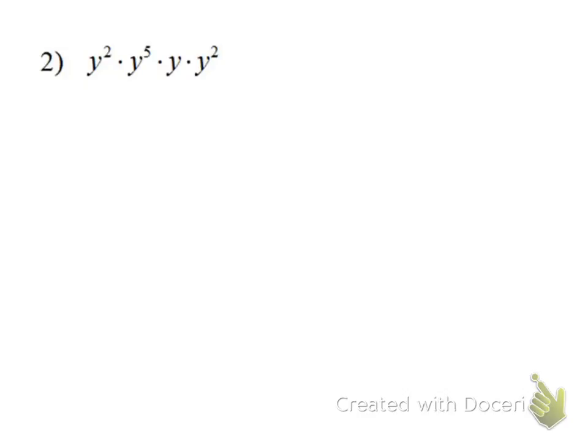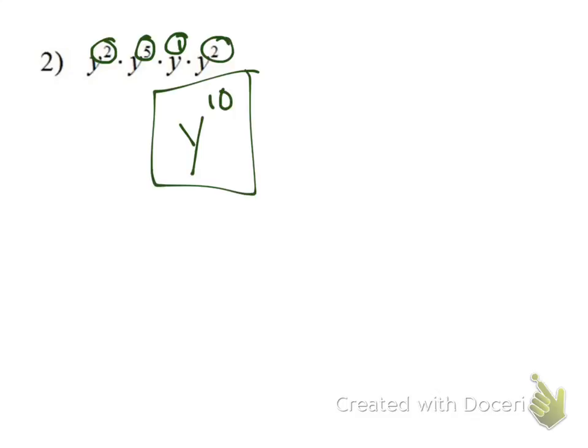All right, here's number 2. So I have y to the 2nd, y to the 5th, y to the 1st, y to the 2nd, all being multiplied. So what do I do with all these exponents? Add them. Careful, don't forget the 1 that's with this one. You do not multiply. We're multiplying these expressions. This is y squared times y to the 5th times y to the 1st times y to the 2nd. But you add the exponents. That's the rule we just learned.